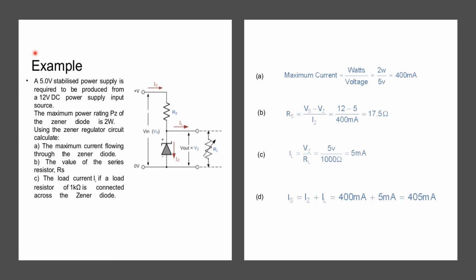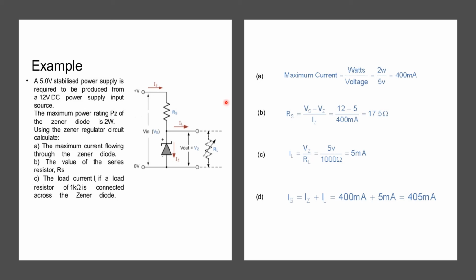Now we will understand the real-time example. So now I will talk about the question. A 5 volts stabilized power supply is required to be produced from a 12 volts power supply input source. The maximum power rating of the Zener diode is 2 watt. Using the Zener regulator circuit, calculate the maximum current flowing through the Zener diode, the value of the series resistor, the load current, if a load resistor of 1 kilo ohm is connected across the Zener diode.